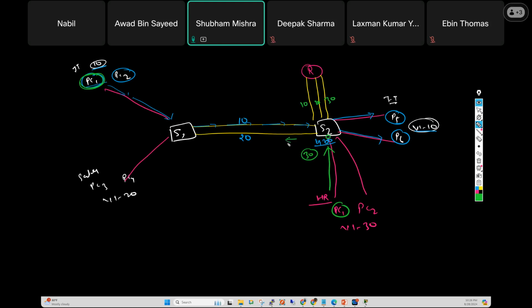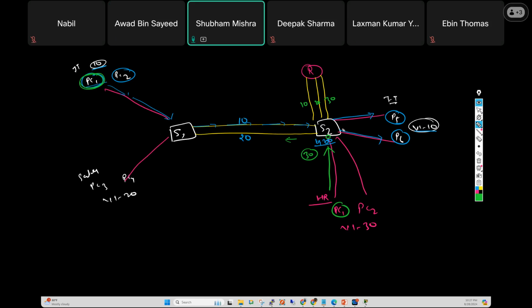Because there are only how many links here? 2 links. How many links here? 2 links. Are you getting my point? Between switch 1 and switch 2, how many links are there? Only 2 links. Why are we using only 2 links? Because on switch number 1, we are using only VLAN 10 and 20. We are not using VLAN number 30. Getting my point? So that's the reason we are using only 2 links here.